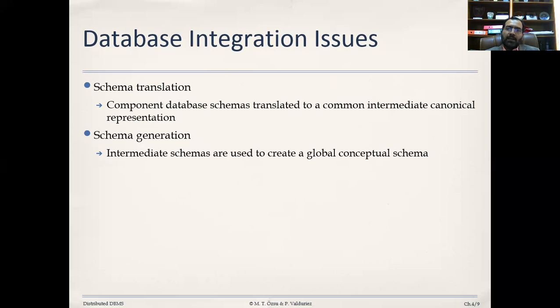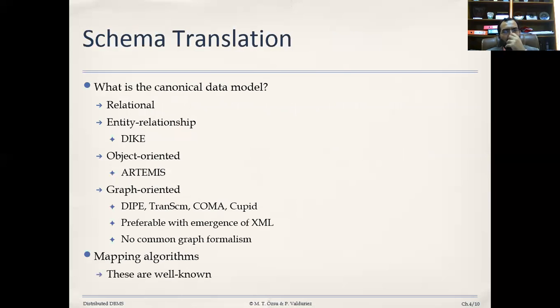For example, let's suppose you picked up the data model of the semester cell, and then you picked up the data model of the enrollment section, and then you try to come out with an intermediate model where all these representations can be defined. Okay, schema generation: intermediate schemas are used to create a global conceptual schema. So once you have that intermediate schema which is matched and translated, it can be used to develop the global conceptual schema.